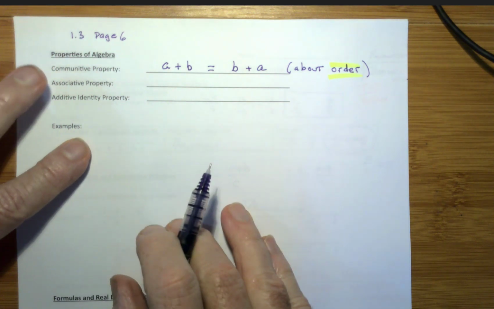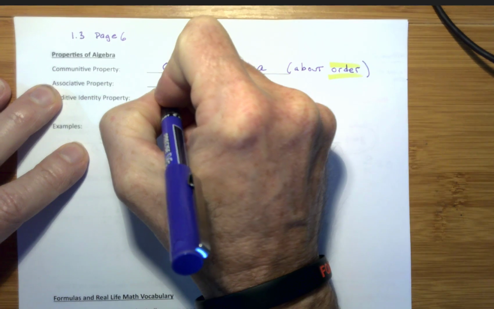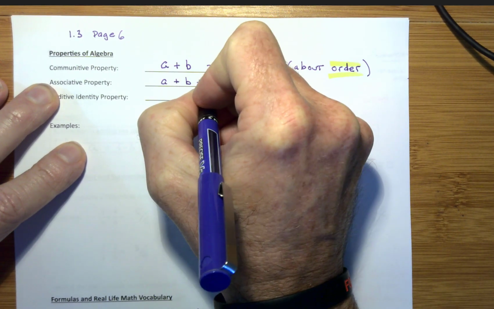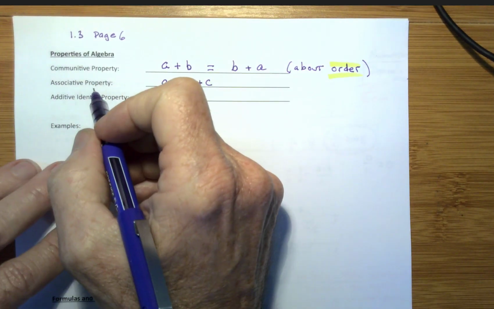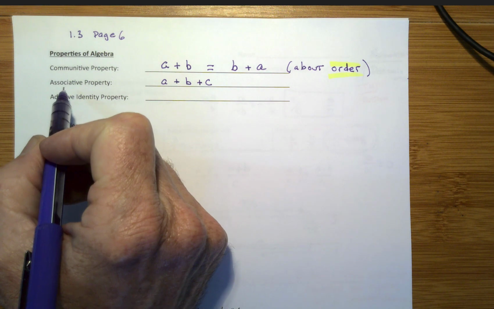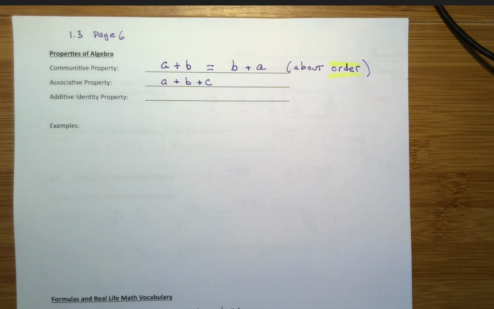Okay, now the second law, it has 3 things in it. A plus B plus C. Now the associative property is not about order, and it's not about 3 terms that we're adding, or 4 or 5 or 6 or 7 terms. It's not about how many terms there are. Associative property is about groups. You know, like, who do you associate with? You have friends. You have a friend group.